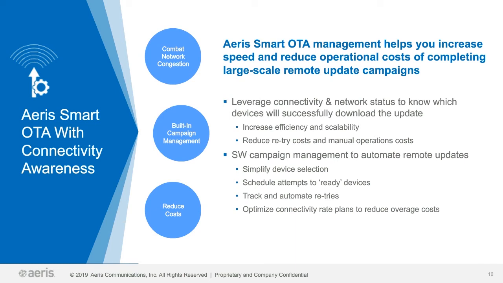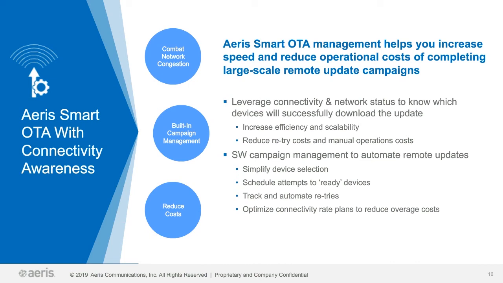The key difference with the way that we're going about it is that we are leveraging the device connectivity and the network connectivity status to know which devices are ready for that update. So when we look at the example of especially the LTE-M network congestion, knowing which devices are ready to receive the update, leveraging cell tower location information, for example, to know which devices are at congested cell tower sites, which ones are in the, quote, ready state, depending on how your application and your device behavior is, and prioritizing sending those updates first.